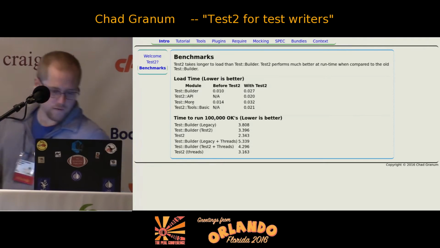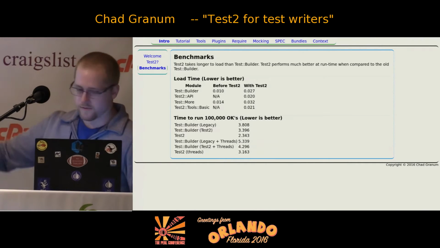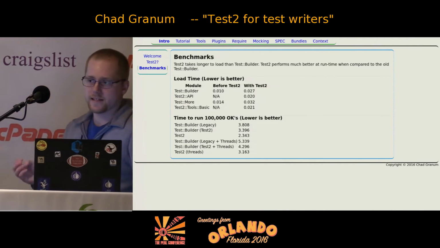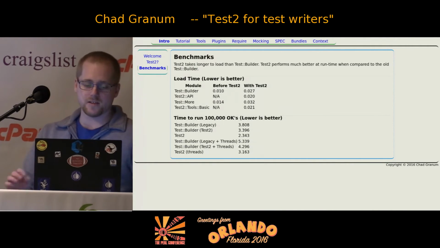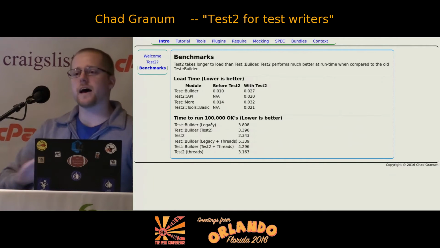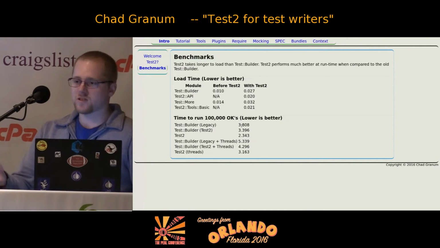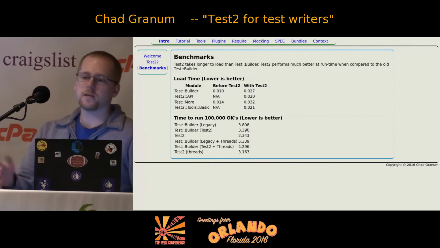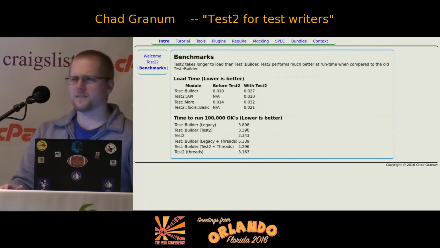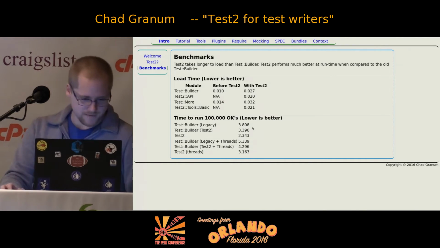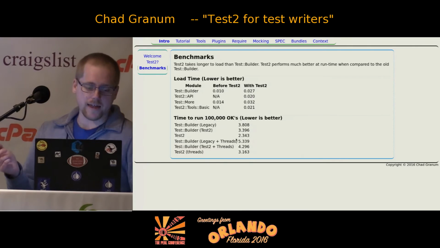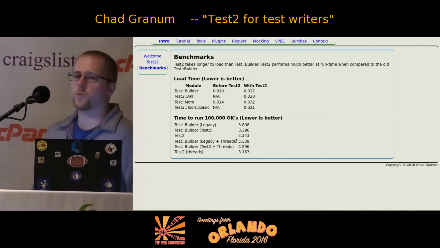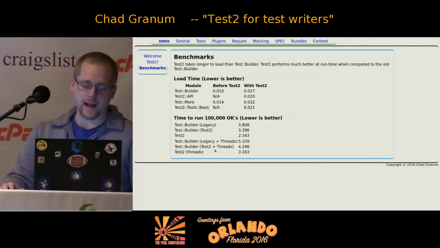So let's go over some of these numbers here. I'll use the mouse so I don't walk away from the microphone here. So Test Builder Legacy, that's the Test Builder that you were using before Test2 came out, running 100,000 OKs in a loop, just over, almost 4 seconds. Test Builder with Test2 shaved off, 600, don't know, is that microseconds, milliseconds? Bad with my units there. And then if you just use Test2 based tools without going through Test Builder at all, it's almost twice as fast. And then threads, it's the same story.